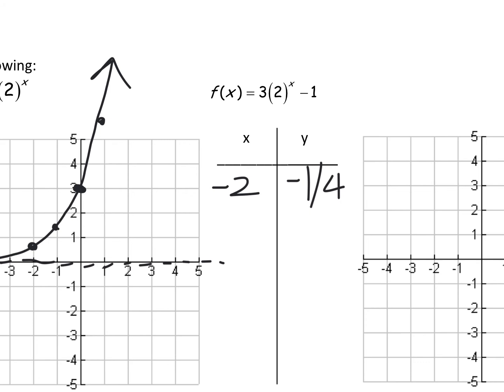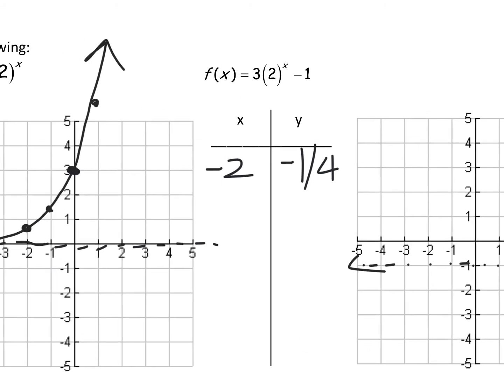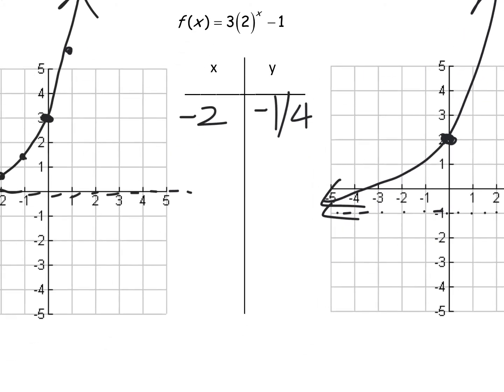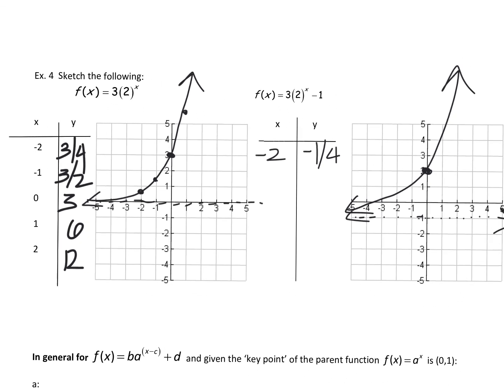And that's just going to happen to all of them, so I think it's safe to say that we can just graph this, where our horizontal asymptote is now -1, and this key point, which was 0, 1, has now been shifted down 1. And the other ones, the graph's going to still do this type of behavior.